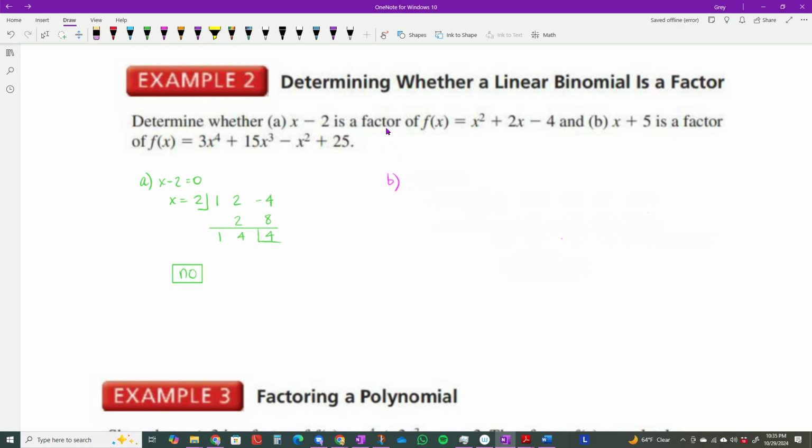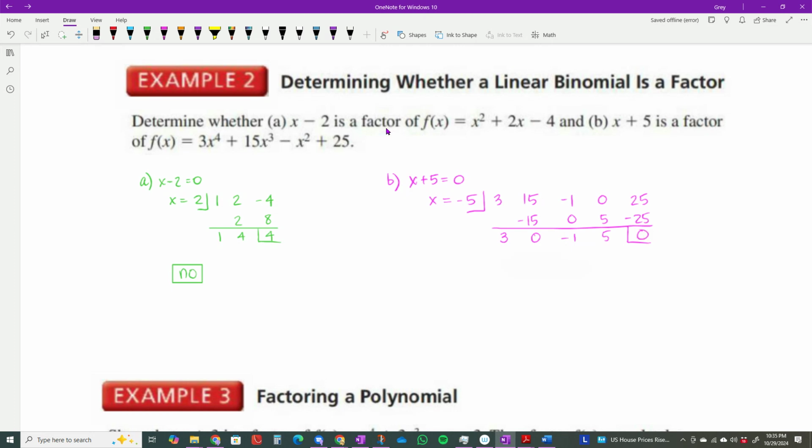All right, let's look at b. So b, x plus 5 is equal to 0, so that means x equals negative 5. That is what I use on my little box. My coefficients of the polynomial I'm dividing: 3x to the 4th, 15x cubed, negative 1x squared, 0x, and 25. Then I'm going to set it up and figure out what I get in this box at the end.